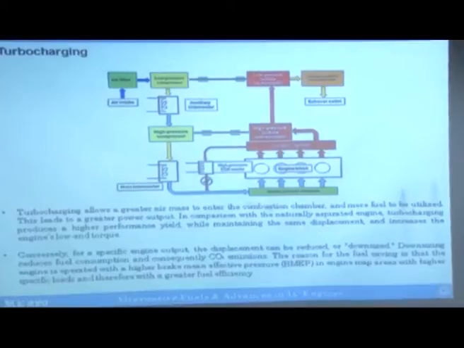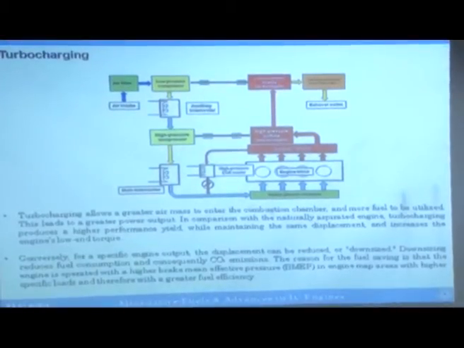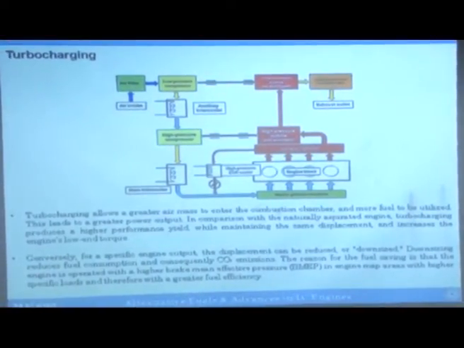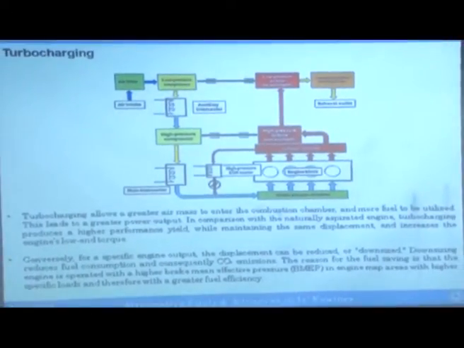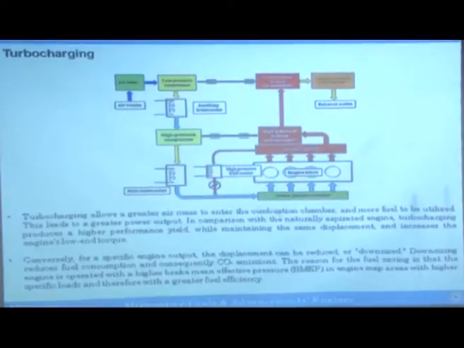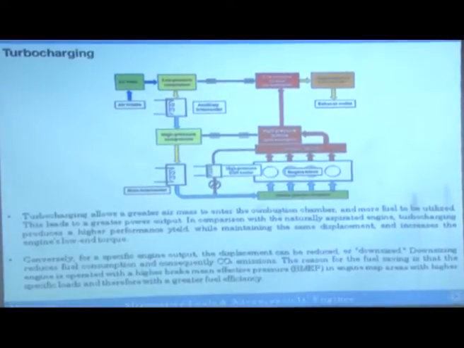Downsizing, I would just like to elaborate, spend 2 minutes on it. See, you have an engine for a particular application, you need 40 kilowatt power. So, one idea will be that you make a 1 liter engine which will give you the same power output, right. The second idea can be that instead of taking a 1 liter engine, how about taking a 0.6 liter engine and put turbocharging in it.